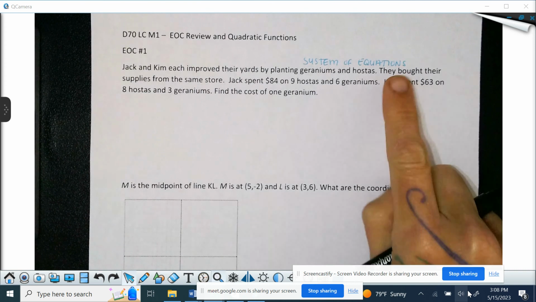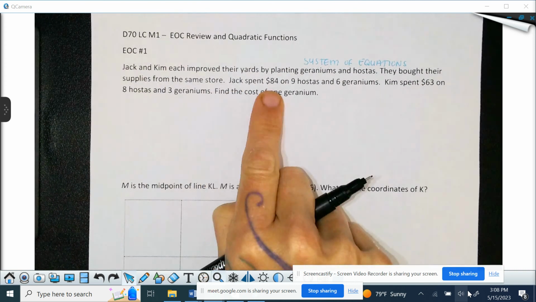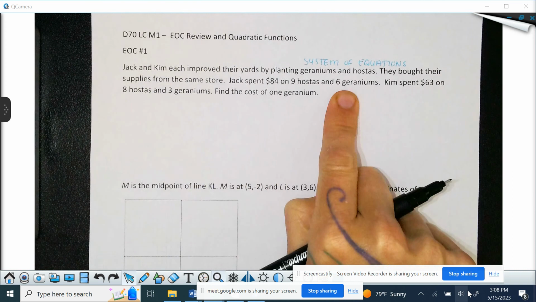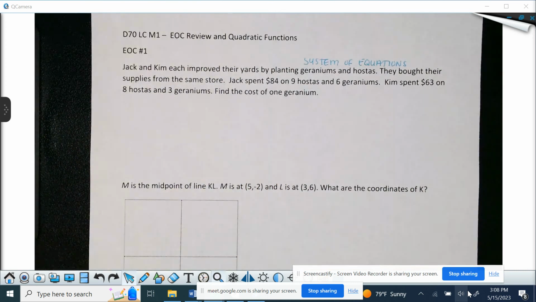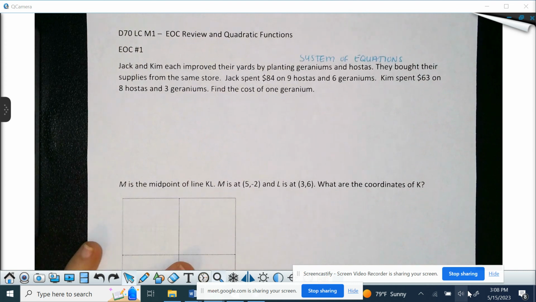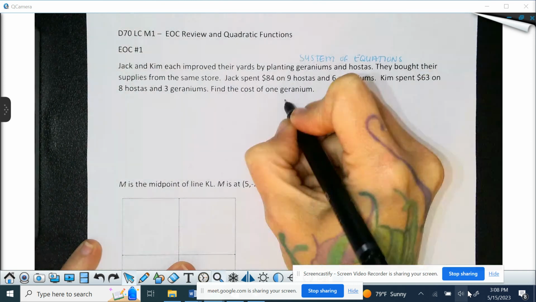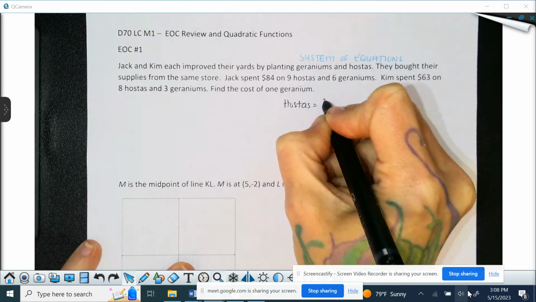So they bought their supplies from the same store. Jack spent $84 on 9 hostas and 6 geraniums. Kim spent $63 on 8 hostas and 3 geraniums. Find the cost of 1 geranium. So what are the 2 things that we're counting here, or the 2 things we're discussing? Can you tell me one of the things we're discussing? Thank you. So we have hostas and geraniums.